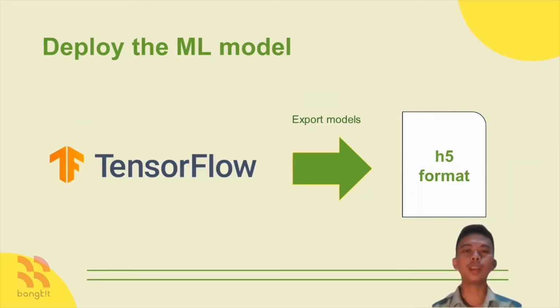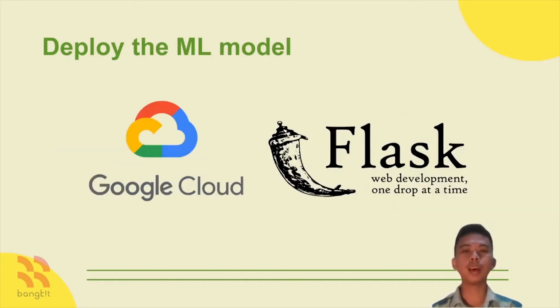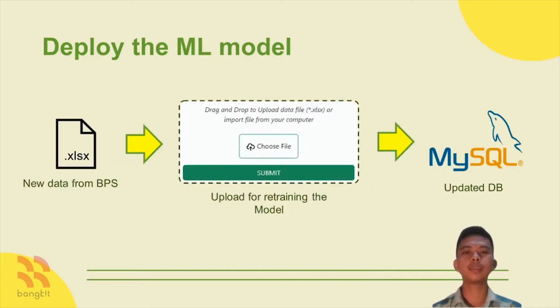Okay, for deploying the model, we need to convert the TensorFlow model into H5 format and deploy it on Google Cloud using Flask. At the end of each year, we need to retrain our model for better accuracy. We just need to upload the Excel file into our web page, and the retraining process will happen automatically. The result is that the new predicted price will be updated in our database.